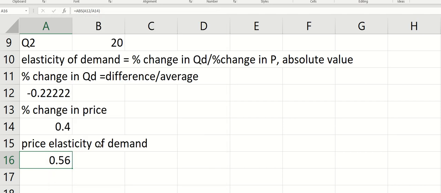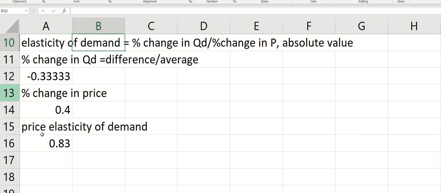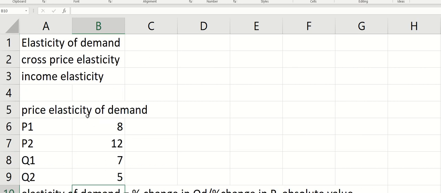Okay, so once you set it up, that's it. And then for all the future questions, all you're going to do is change the numbers here, right? So let's say for the next question, we have 8 and 12. And then we have, I don't know, 7 and 5. Notice the answer below changes automatically, right? So that's the benefit of doing this, okay? So that's the price elasticity of demand.